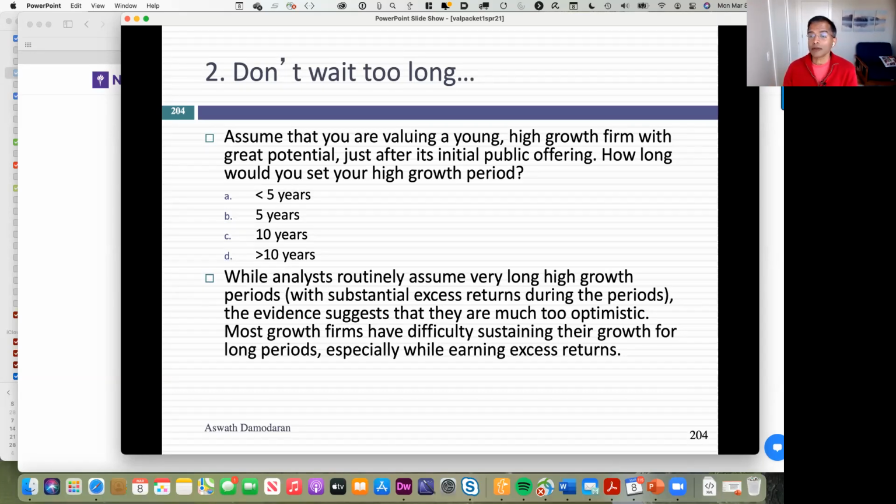And I get a lot of heat about this. Not the heat, what form the heat takes, right? Well, how do you explain the Amazons, the Apples of the world that have grown for longer than 10 years?